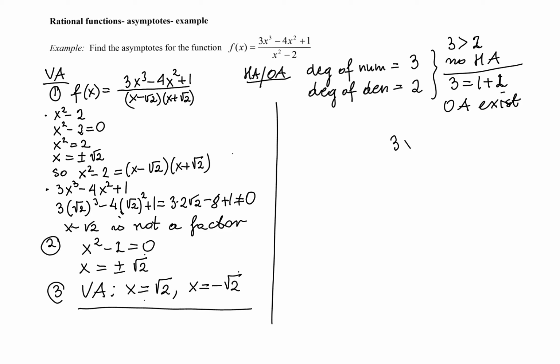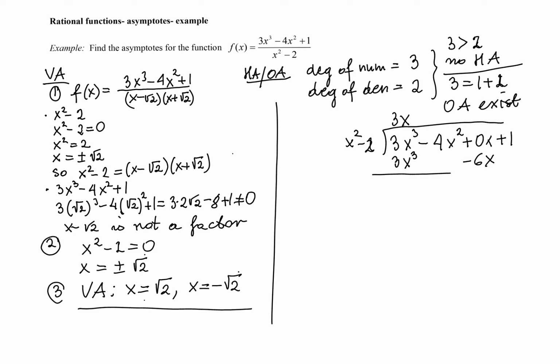So let's do that. We have to use the long division process because the degree of the divisor here is more than 1. So we'll have 3x cubed minus 4x squared, I will place a 0x term as a placeholder, plus 1, and I want to divide this by x squared minus 2. Dividing the leading coefficient of the dividend by the leading coefficient of the divisor will give me 3x. Multiplying 3x by the divisor is going to give me 3x cubed minus 6x.